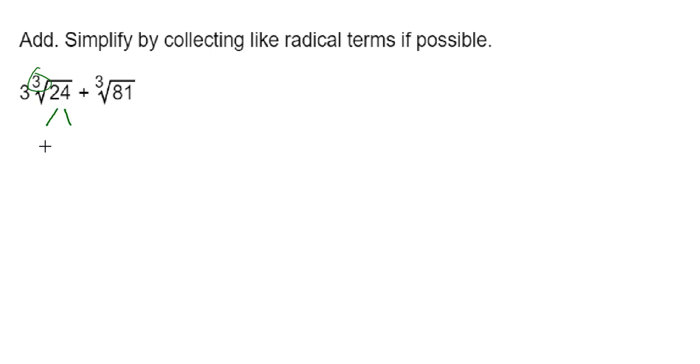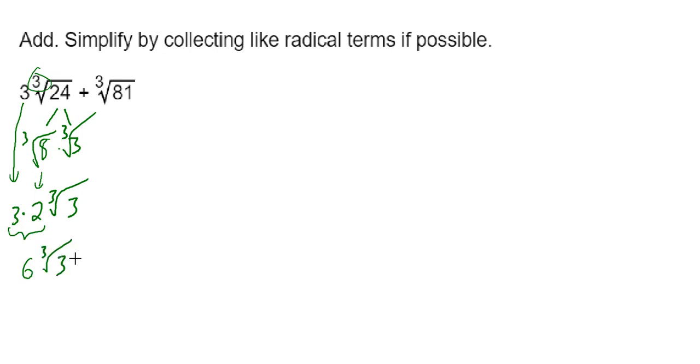And so from 24, I can split this up as 8 times 3. We apply the cube root to each of these separately. The cube root of 8 becomes 2. The cube root of 3 doesn't simplify. We just copy that down. And then this 3 that we started off with in front of this radical also copies down, still getting multiplied to the result that we just got. And 3 times 2 is going to give me 6. So we get 6 cube root of 3 plus whatever we get from this. This will split up as 27 times 3.